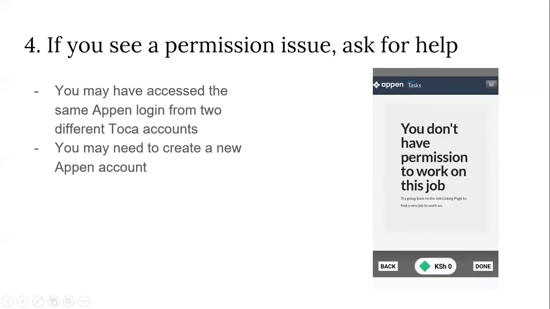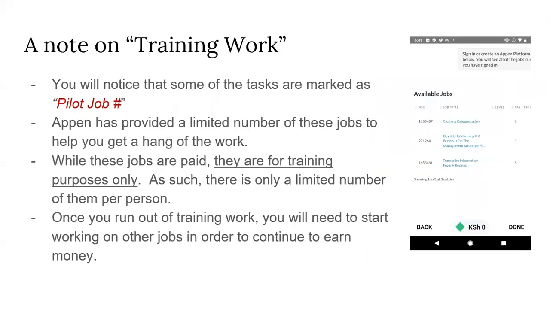The other thing is, if you see a permission issue, you can ask for help, but you can avoid this by making sure your Appen account is opened on only one screen and you do not use multiple accounts or emails in your Appen account. This can actually get you suspended or prevented from working ever again. So just be honest with your work. Use one account. Do not get greedy and attempt to make multiple accounts, which can result in your suspension.